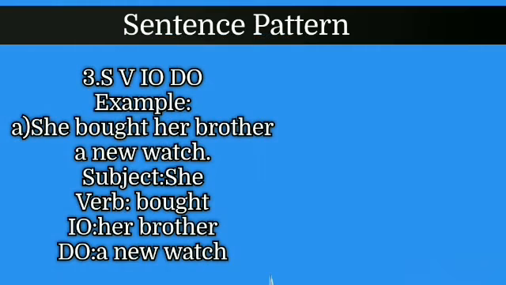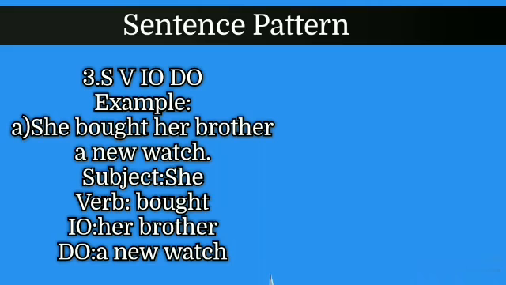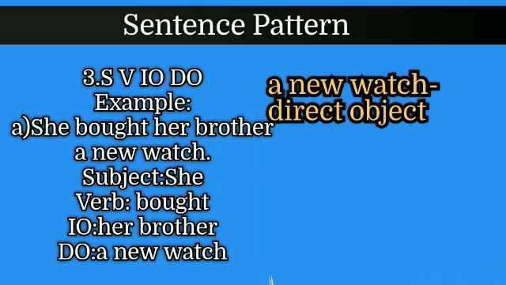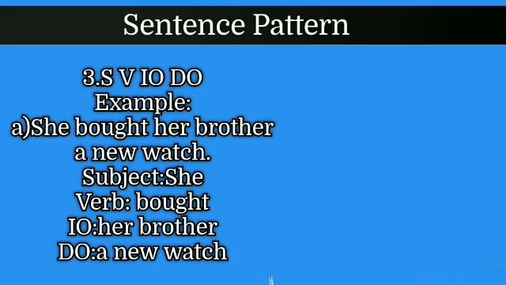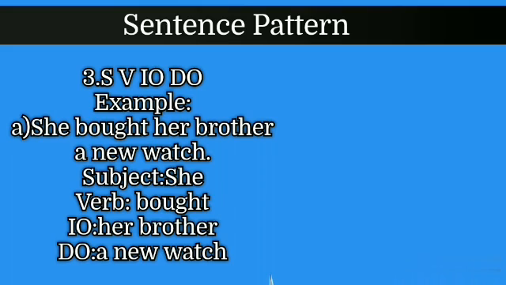Next, we are going to learn another sentence pattern using subject, verb, indirect object, direct object. For example, she bought her brother a new watch. Here, she is the subject, bought is the verb, her brother is the indirect object, a new watch is the direct object. Indirect object answers the question to whom or for whom. To whom she bought a new watch? Her brother. Her brother is the indirect object as it answers the question to whom.